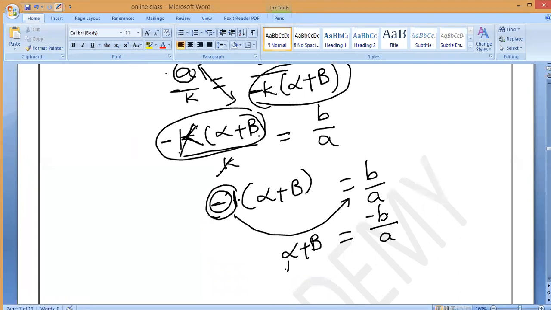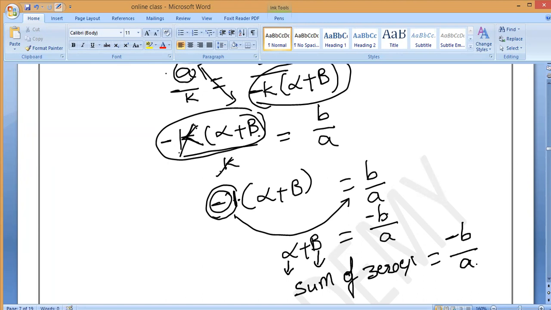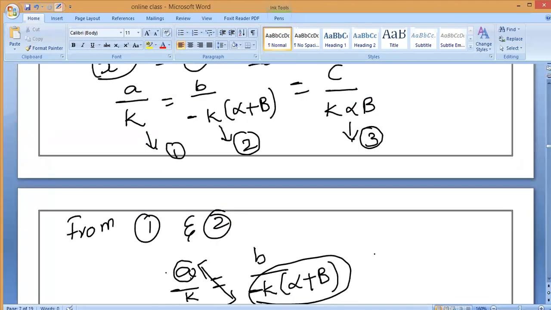Here alpha is one of the zeros of the polynomial, beta is one of the zeros. So sum of the zeros is equal to minus b by a. This is one relation.